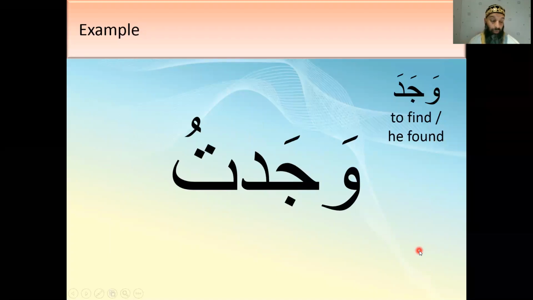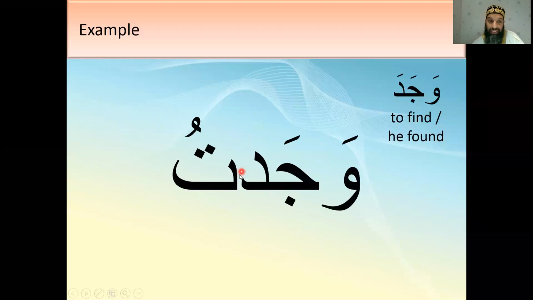So this one, wajada. Wajada is a root word and it means to find. So if you see wajada in a sentence, it means he found. So wajadtu. Oh, if you've written it down, look at just your table, please, not the answers. I know your answers are in the book, but look at the table and test yourselves.